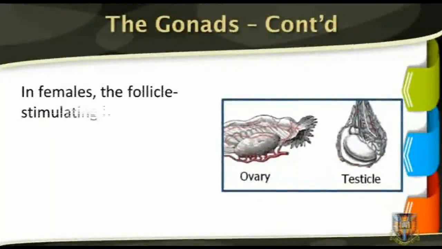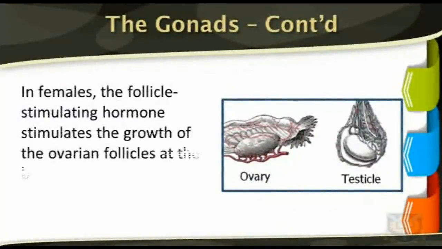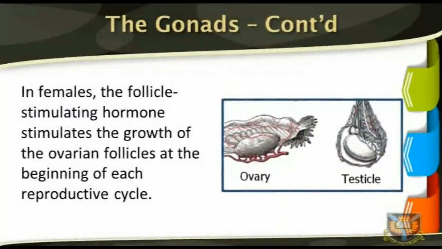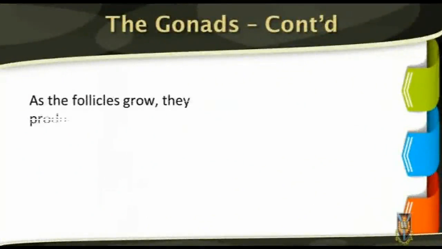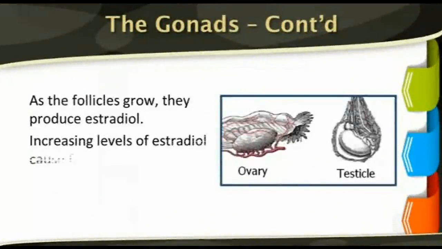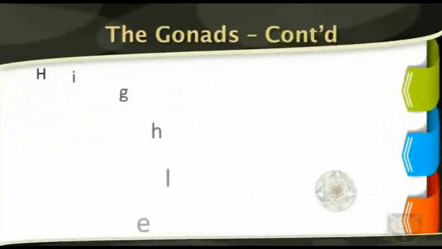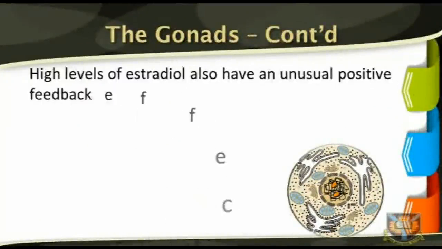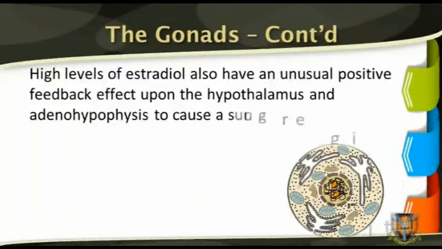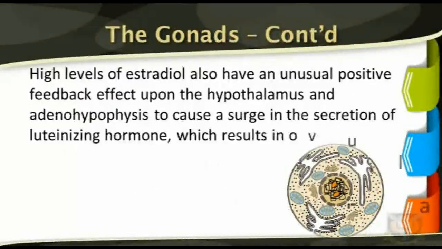In females, the follicle-stimulating hormone stimulates the growth of the ovarian follicle at the beginning of each reproductive cycle. As the follicle grows, it produces estradiol. Increasing levels of estradiol cause feedback inhibition of gonadotropin-releasing hormone. High levels of estradiol also have an unusual positive feedback effect upon the hypothalamus and adenohypophysis to cause a surge in the secretion of luteinizing hormone, which results in ovulation.